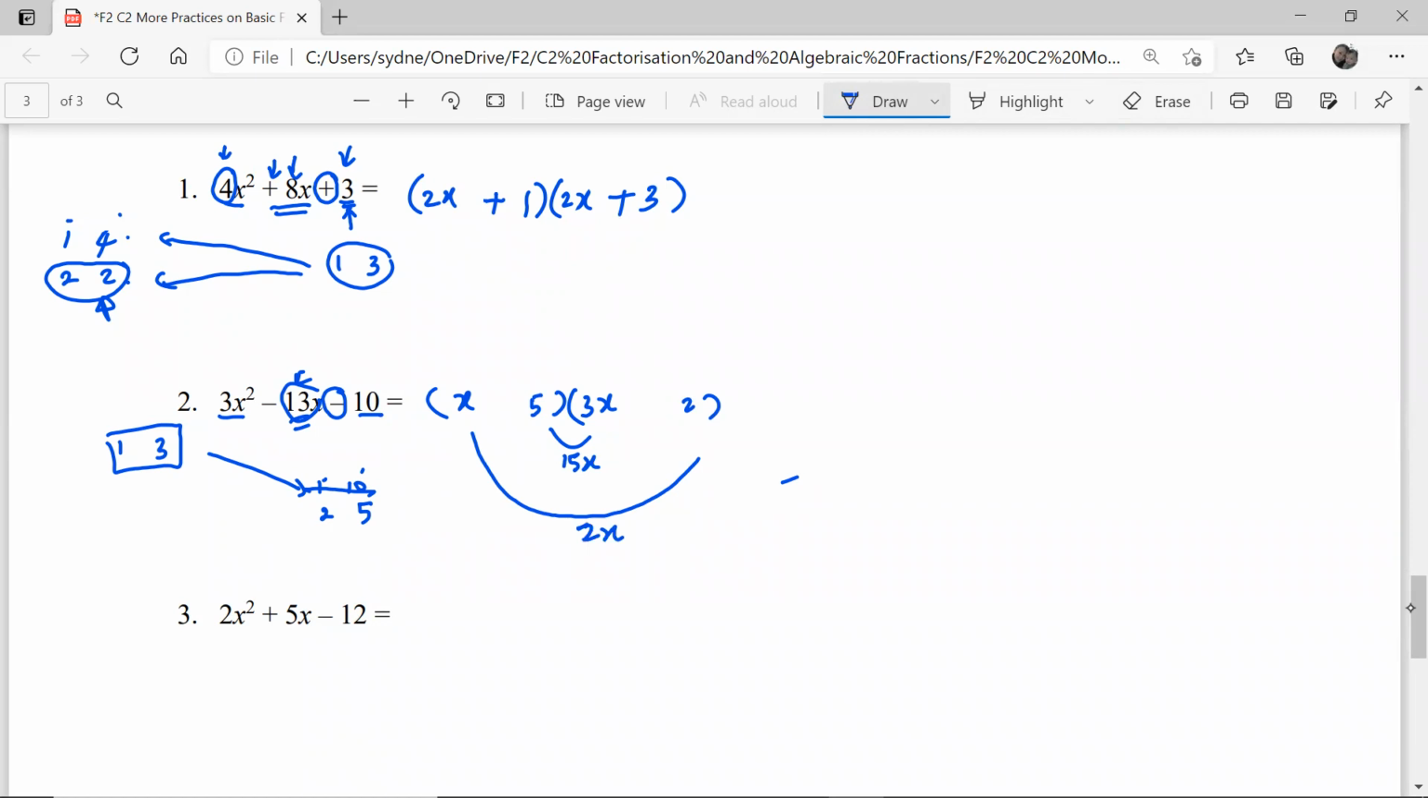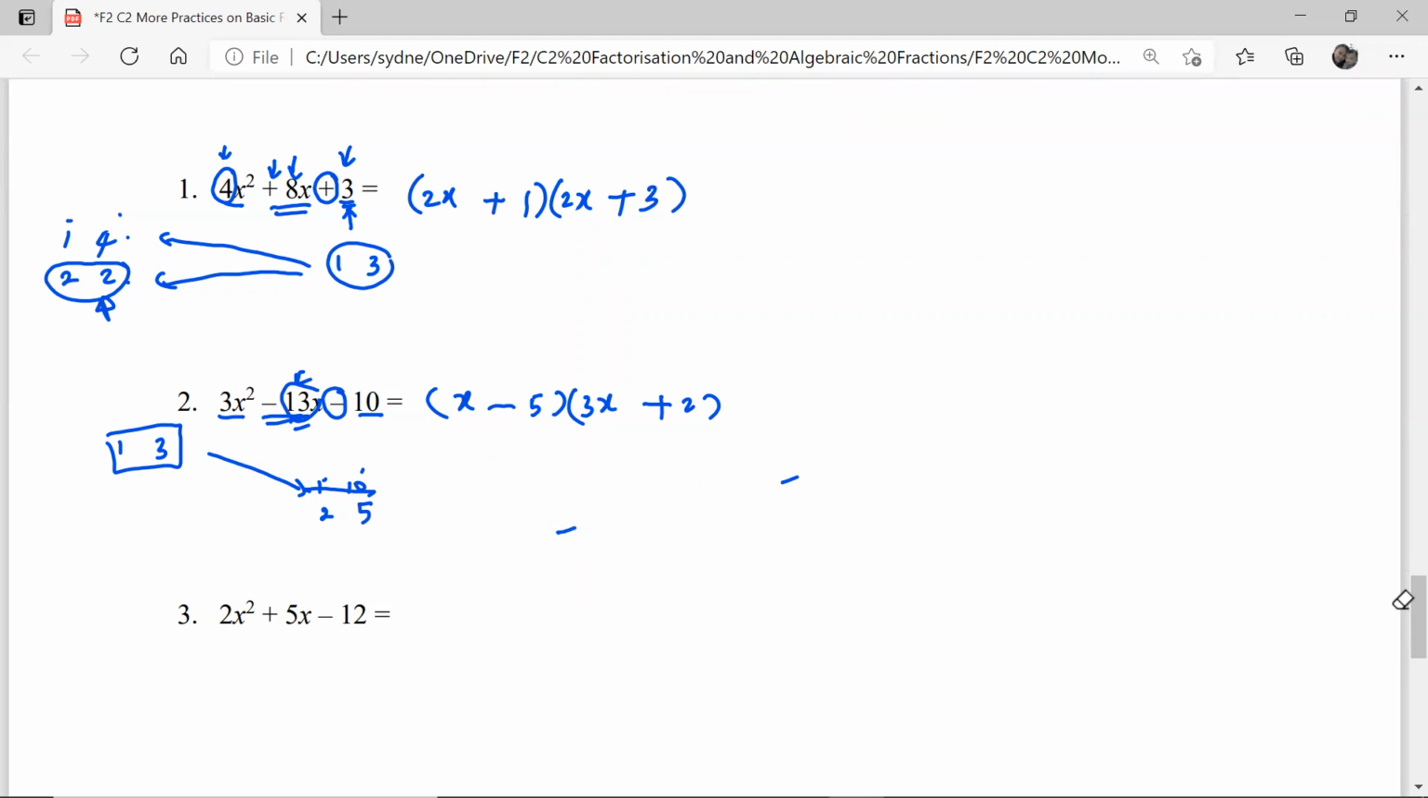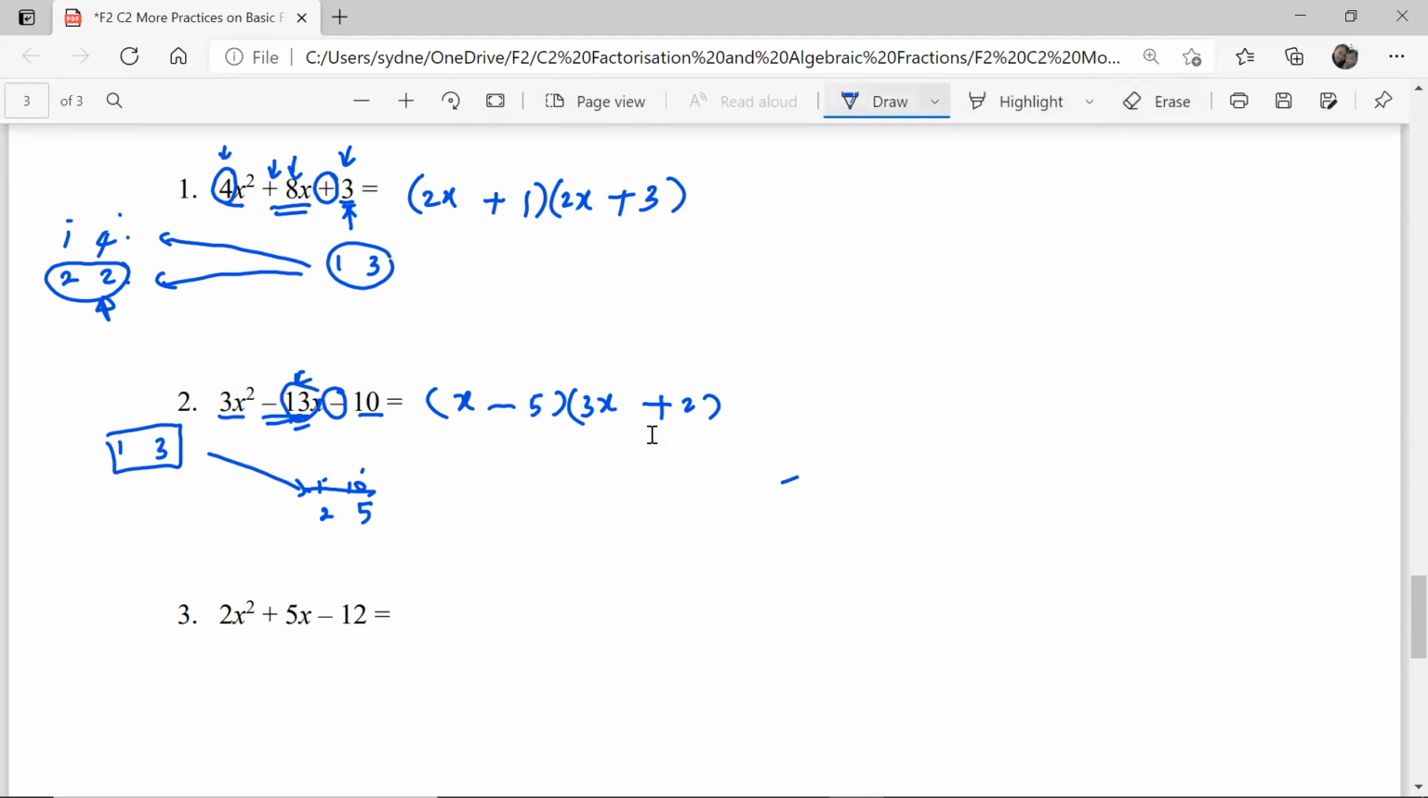And what do we want? We want it to be negative 13x. That means negative should go with the big term. Negative here, positive here. So how do I get negative 15? That means I must have negative in front of 5. And to get positive 2, there must be positive 2 here. Therefore, after checking with my inner pair and outer pair, the factorization is then correct. Okay, always check the inner pair and outer pair.